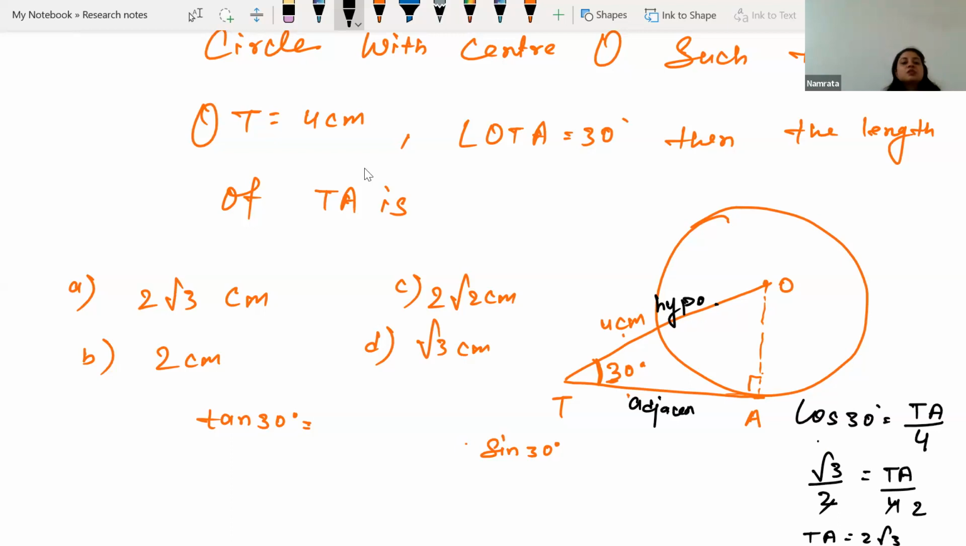Which option? First. Clear? So whatever you know, from there only the question will be there in your question paper. It might be a lengthy question, it might be a very basic question, or it might be some tricky question.